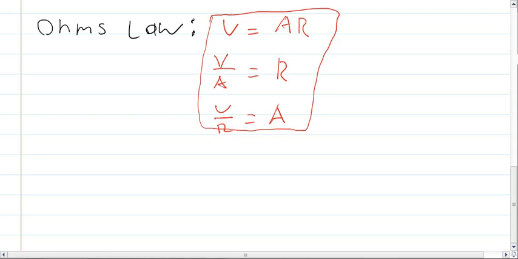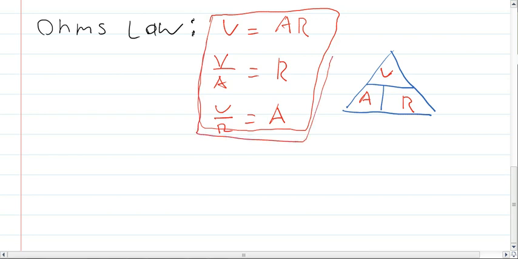There was a triangle that some people find really helpful to remember Ohm's law. And it looked like this, and it had volts, amps, and resistance in here. And basically, it's just what I've written right here in red, but in a triangle form. So if you divide volts by amps, you'll get resistance, and if you multiply amps by resistance, you get volts, etc. And that's the same for the overall voltage, amperage, and resistance for any circuit.